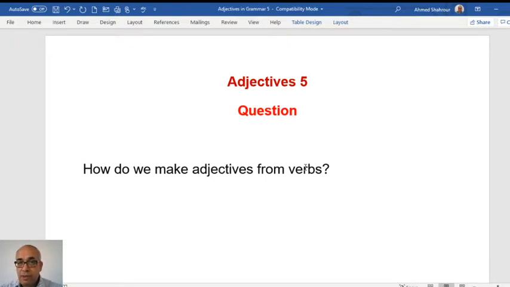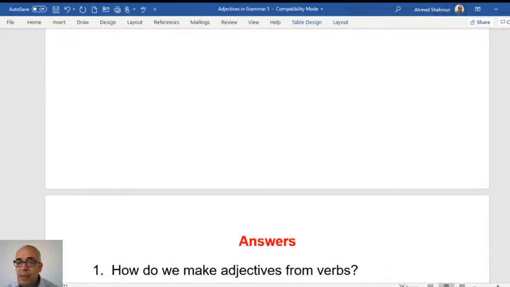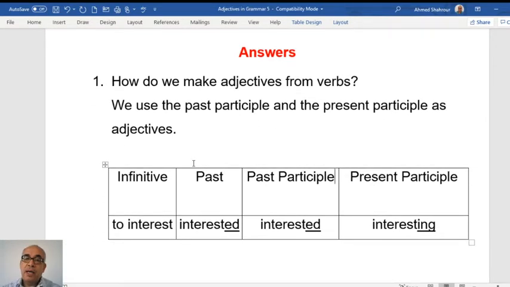So you have a verb and you have to make an adjective from this verb. How? Of course, an adjective is a describing word. A verb is a doing word or a being word. So how do we make adjectives from verbs? The answer is we use the past participle and the present participle as adjectives.